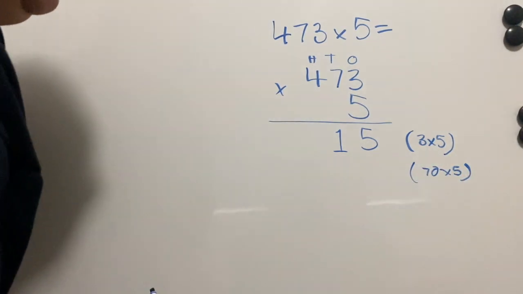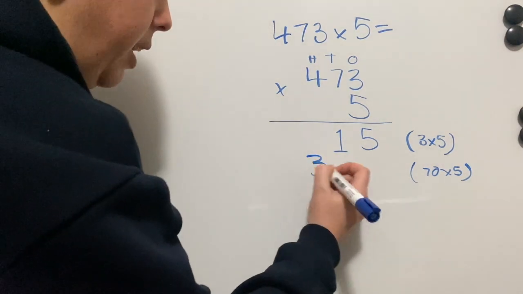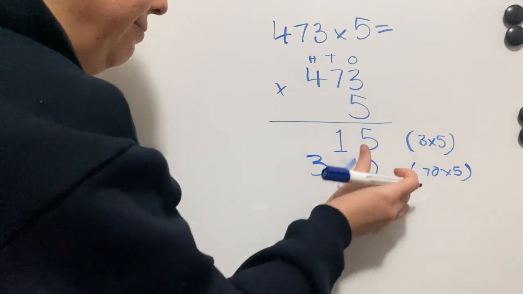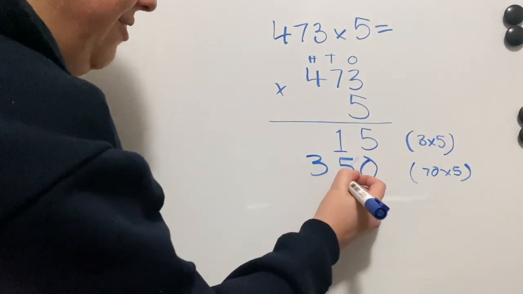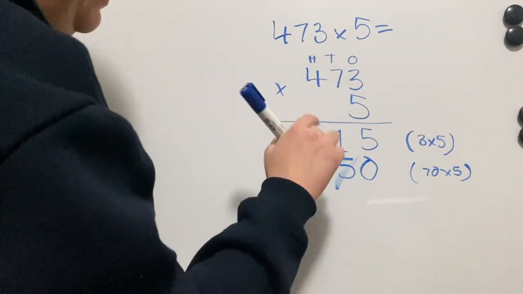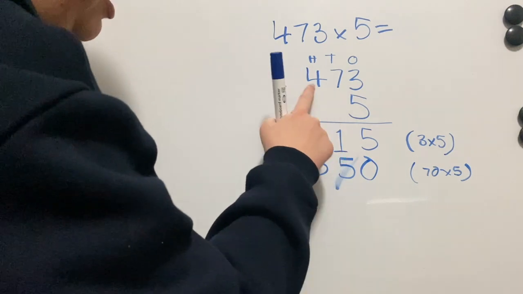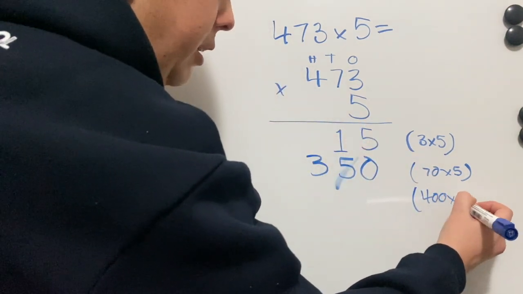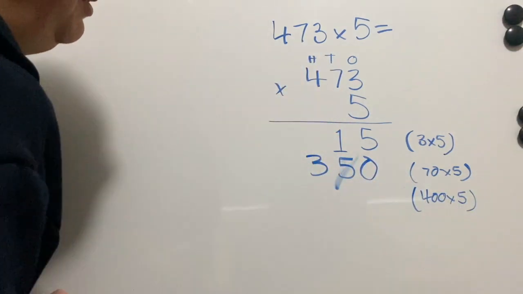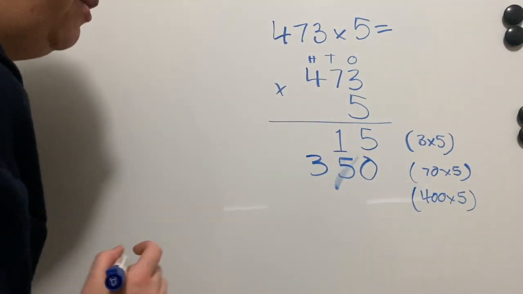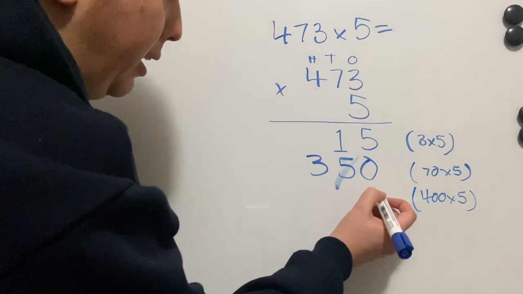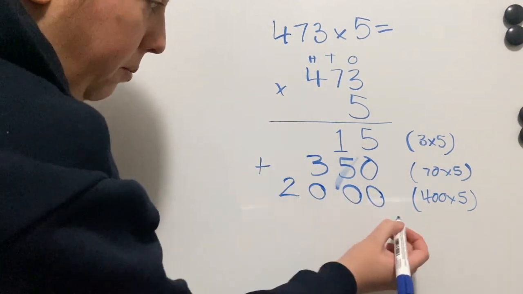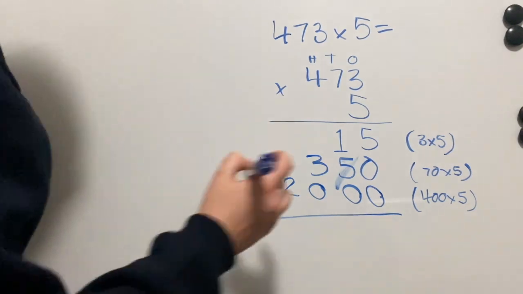I know that 5 times 7 is 35, so I know that 5 times 70 is 350. My next sum is to work out what 5 times 400 is, or 400 times 5. I know that 5 times 4 is 20, so I know that to make that 100 times bigger, it's going to be 2,000. I'm going to add all those up together.